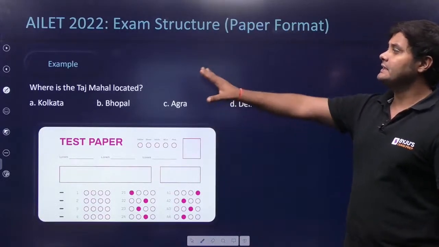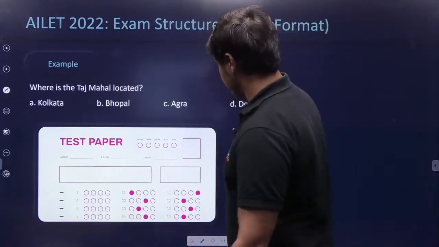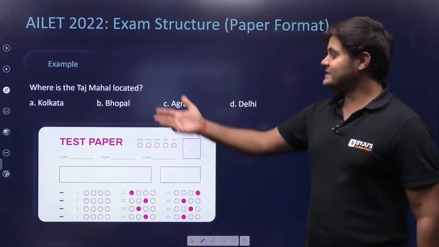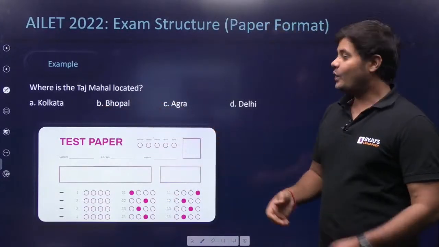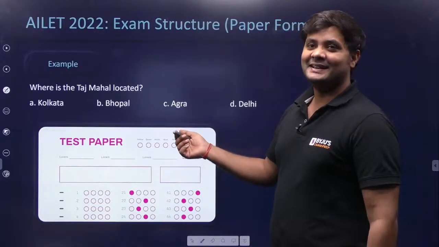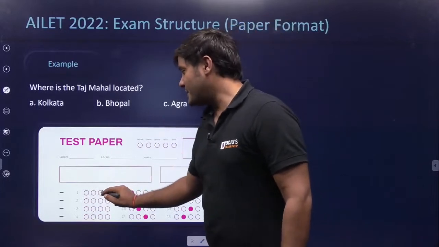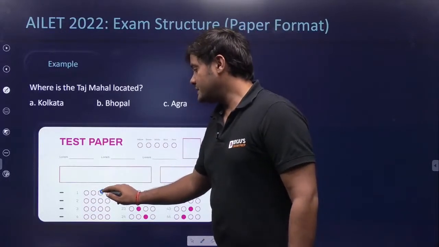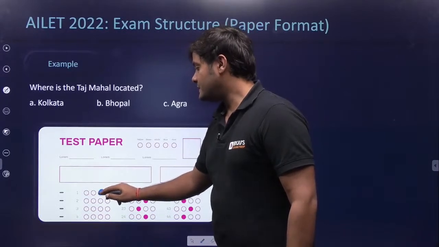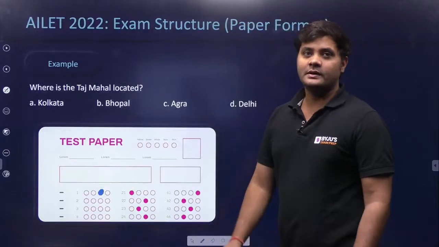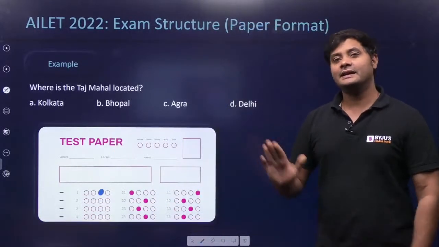So for example, this is a question you want to mark. Let's say, where is Taj Mahal located? Kolkata, Bhopal, Agra, Delhi. All of you know the answer is very easy. Yes, it is Agra. So now you have to mark Agra, so what will you do? How will you mark it? You'll try to fill the entire block. If you do something of this sort, it will definitely register in the database.